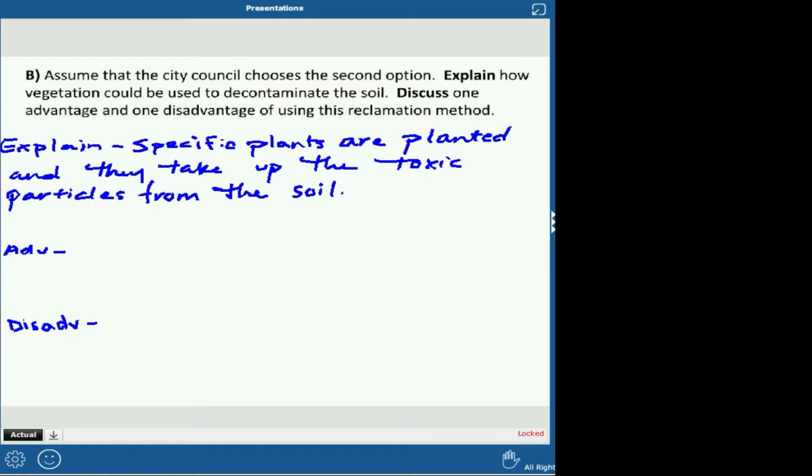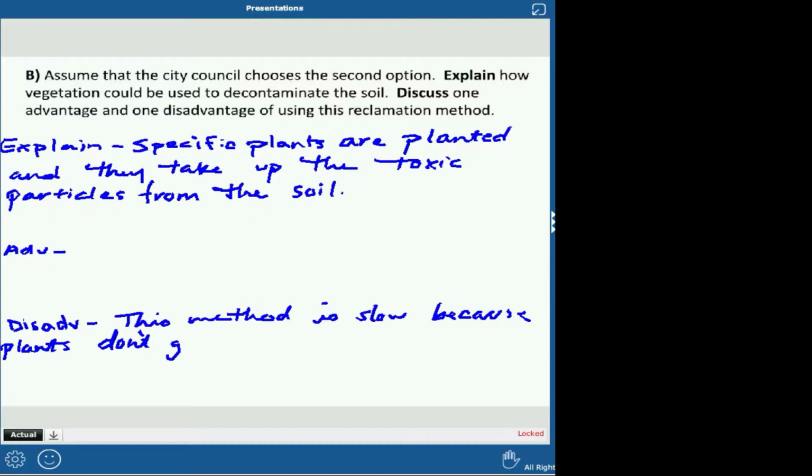So a disadvantage of using this method is that it's slow. So I would write like this method is slow, because, you know, plants don't grow quickly. I could also talk about how the plants still have to be disposed of somehow.